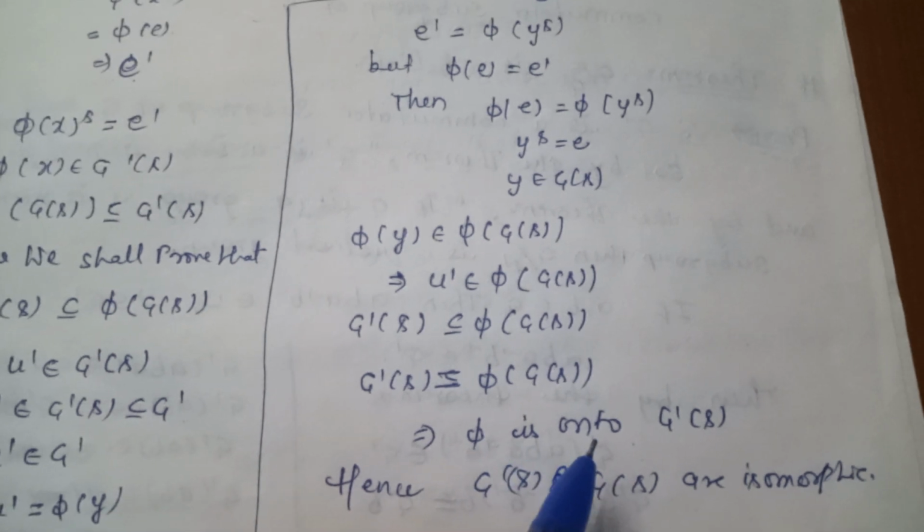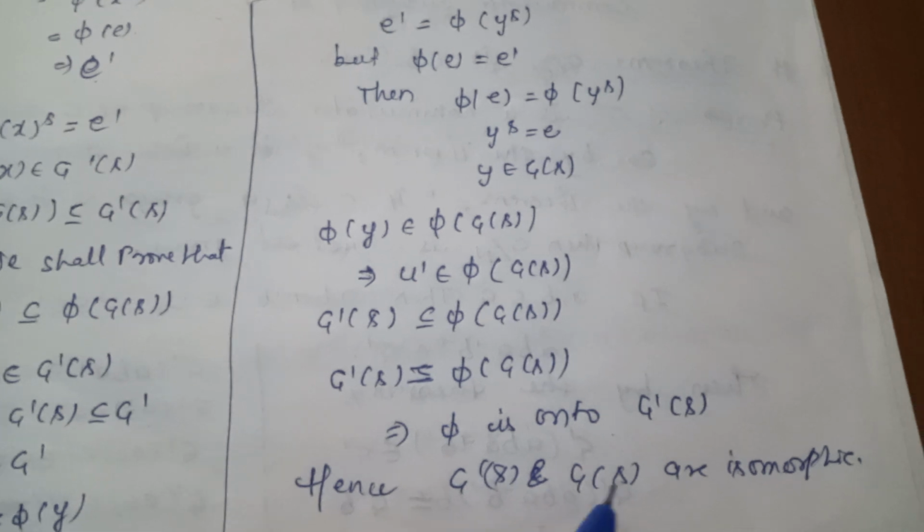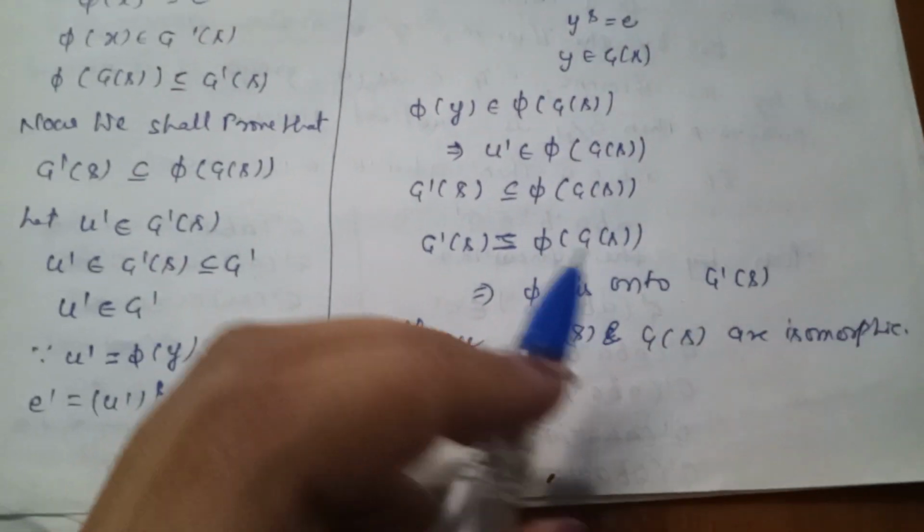Phi is onto G dash_s. Hence, G dash_s and G_s are isomorphic. Hence, proved.